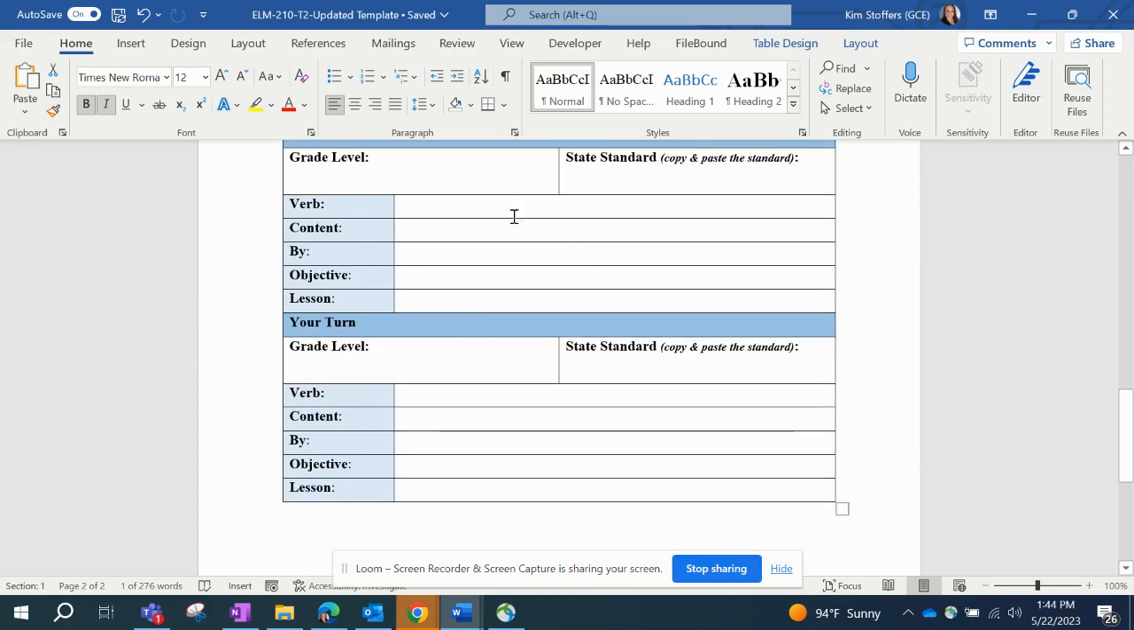So what you're going to do is you're going to do 2 of these to practice. You can use 2 completely different standards, or you can use the same standard, but change the verb and the content.